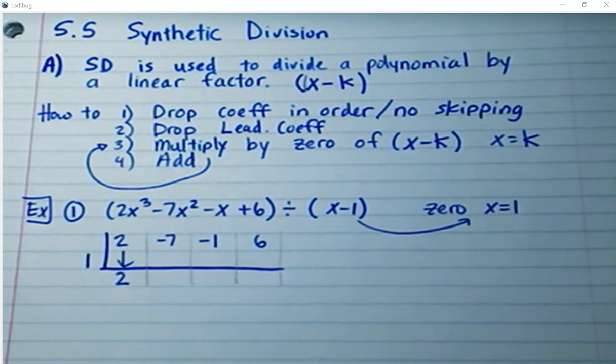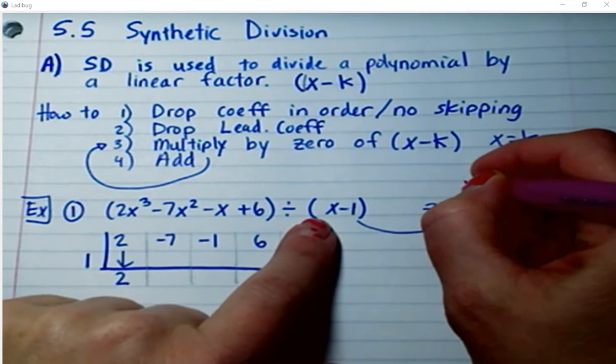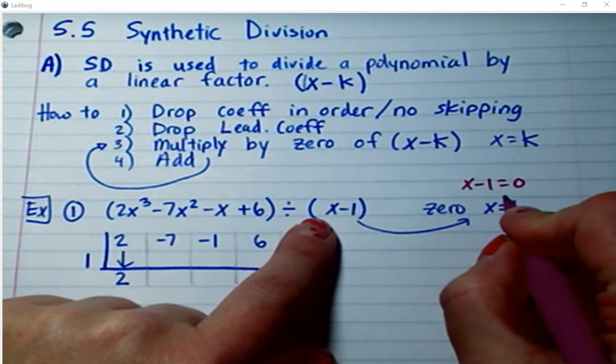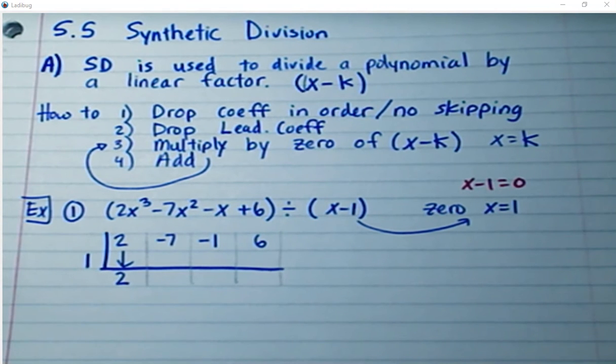No, the 0 is not -1. The 0 is +1. It is opposite. Okay, so look at this. X minus 1 equals 0 actually is x equals 1. Okay, good question. All right, here we go.